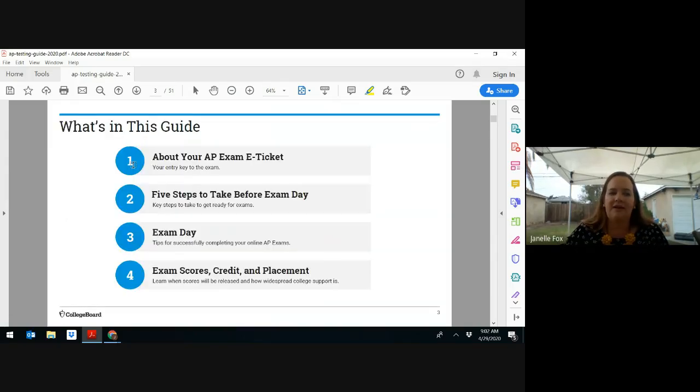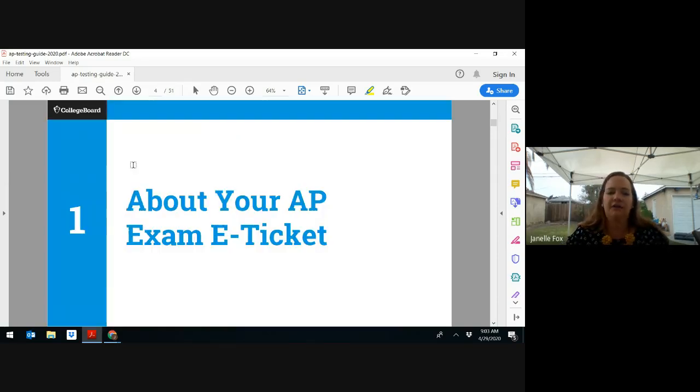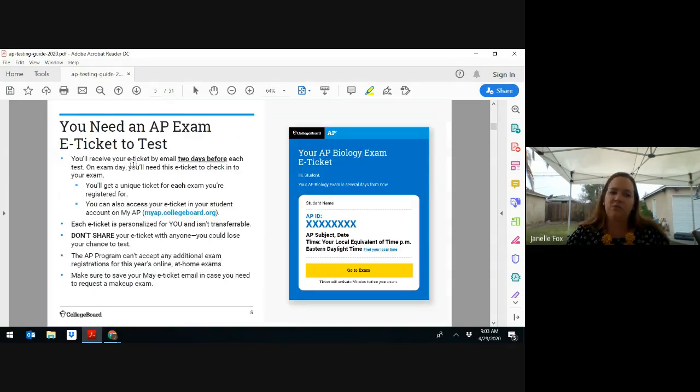In this little guide, they talk about your e-ticket, which is the biggest thing. They said, honestly, if you could just figure out step number 1 in this, you'll be golden. And then just some extra things. Okay, so this e-ticket business: 2 days before each of your exams, because ours is on Tuesday, May 12th, you're going to get this e-ticket on Sunday, May 10th. That's when you're going to get this one.